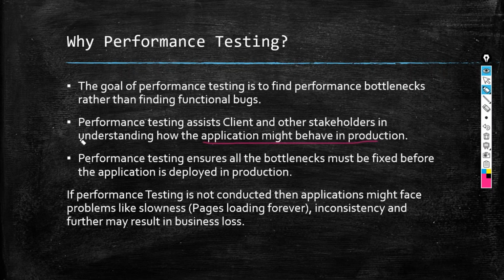Whatever performance issues we find, we should be able to work with the development team and fix them. That's the second point. The third point is the main point. Performance testing ensures all the issues are fixed before the application is deployed in production. That means before the actual user works on that application, the performance issues should be addressed, fixed, and resolved.